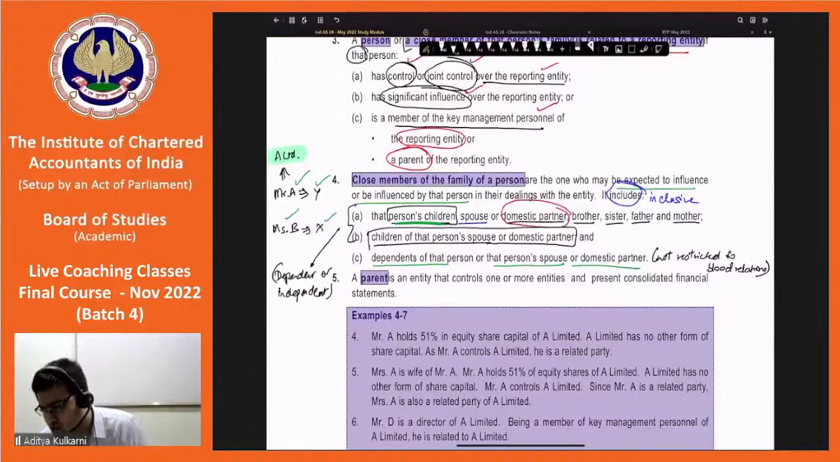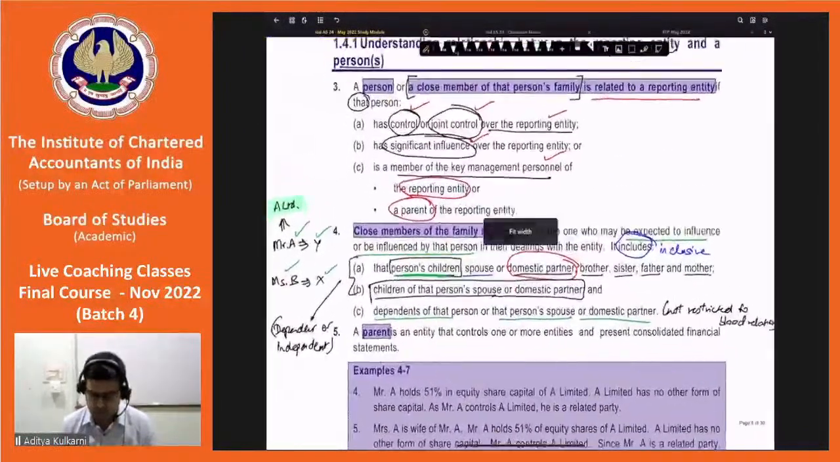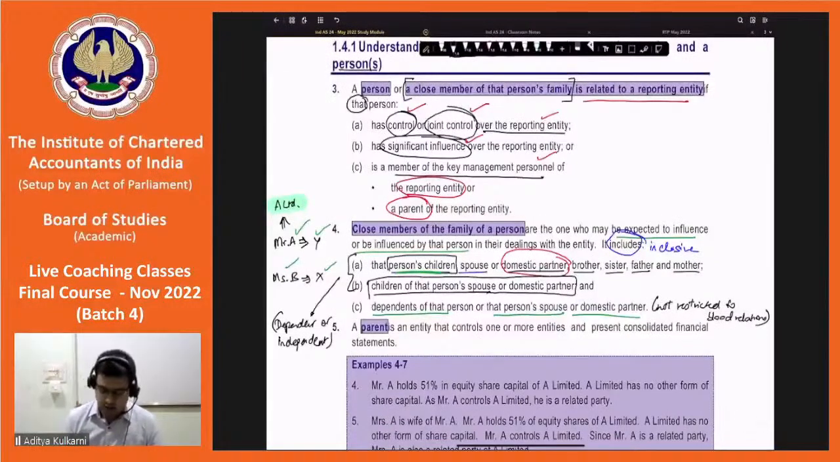Have we understood now? First clause, have we understood in detail? Give me your understanding, please. Have you understood this part? Yes or no?